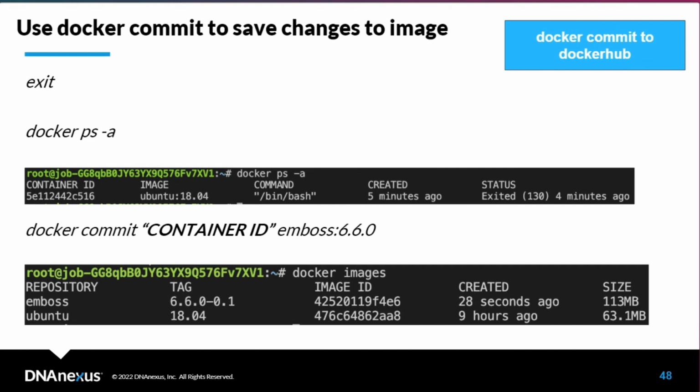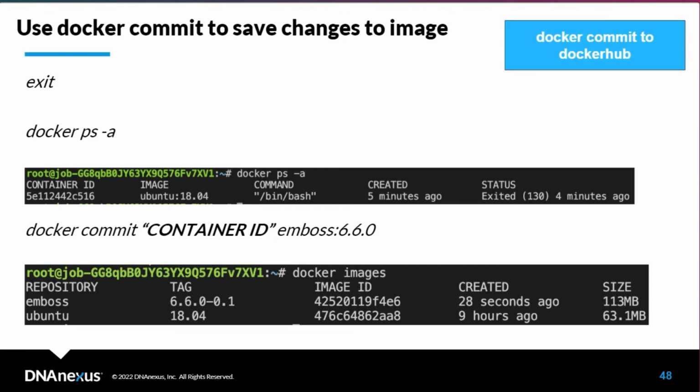And with that, we can then run docker commit with the specific container ID, and this will commit all the changes, all the edits, and installed additional software to a new image, which we can tag with the tag EMBOSS with some particular version. In this case, we named it 660.